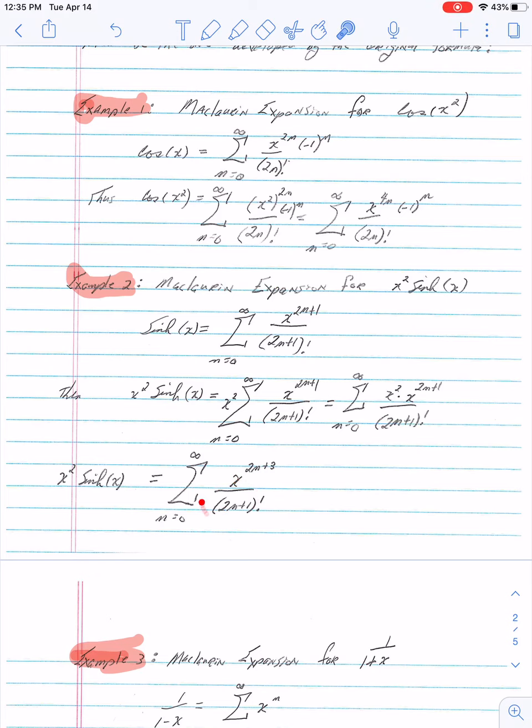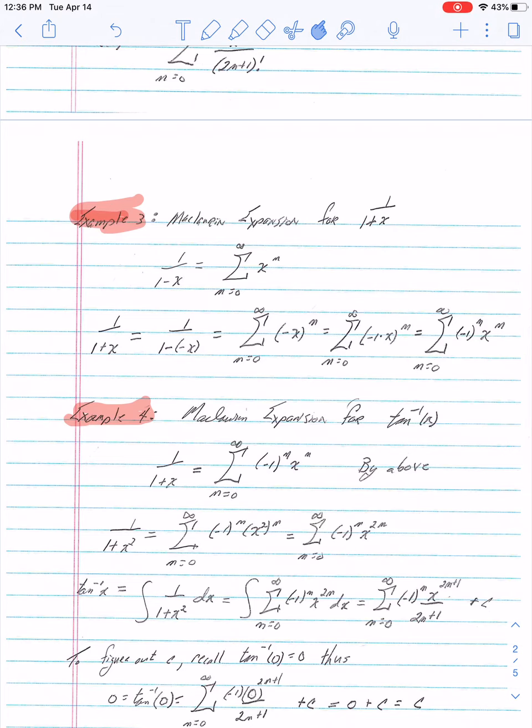On the bottom, I still have 2n plus 1 factorial, and lo and behold, this is a Maclaurin expansion because it's in powers of x. Hence, it is the Maclaurin expansion for x squared sinh x. Get it? Life is that easy.